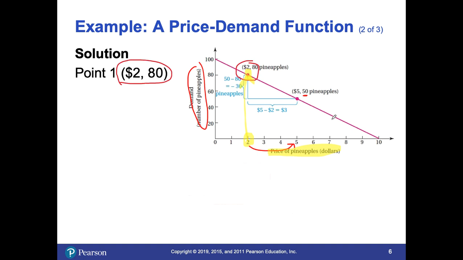So again, point one, $2 created 80 pineapples sold, whereas $5 caused there to be 50 pineapples sold, so less demand, less desire for pineapples once the price goes up.